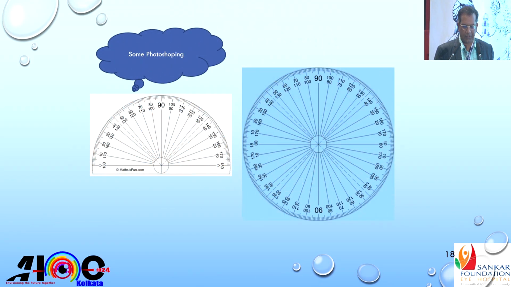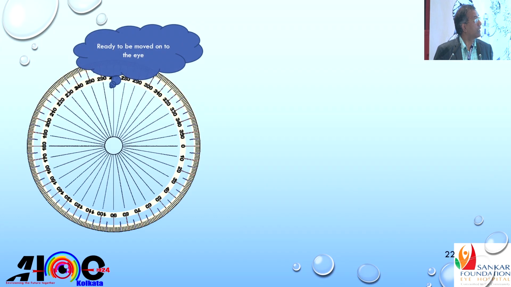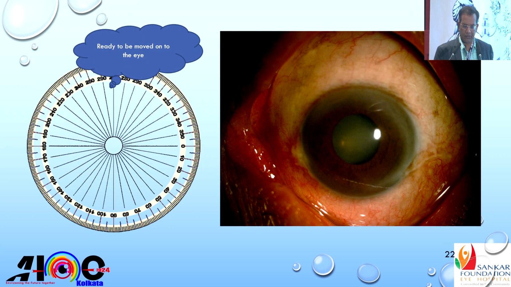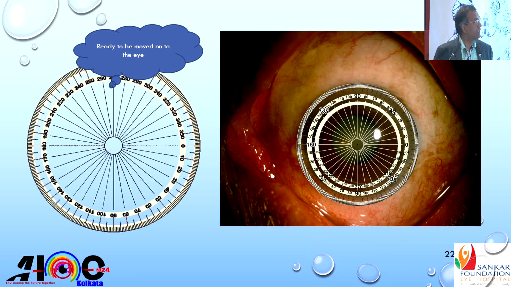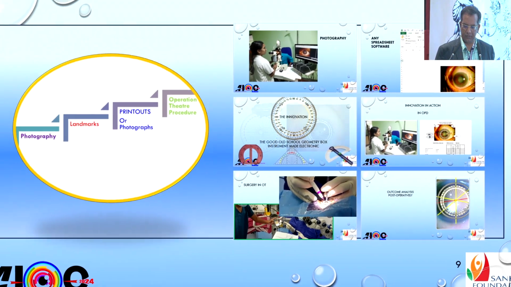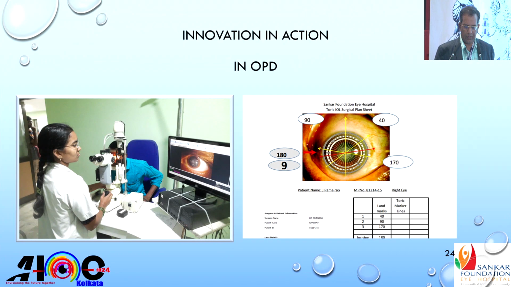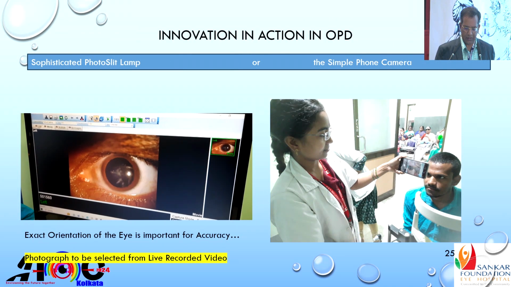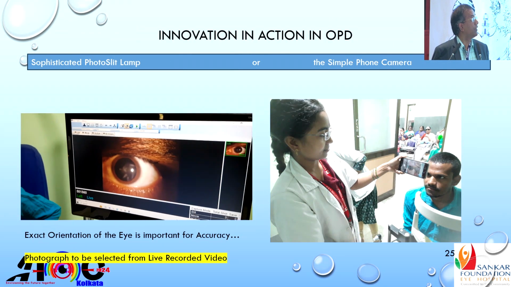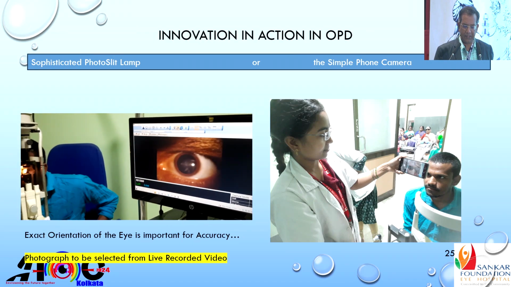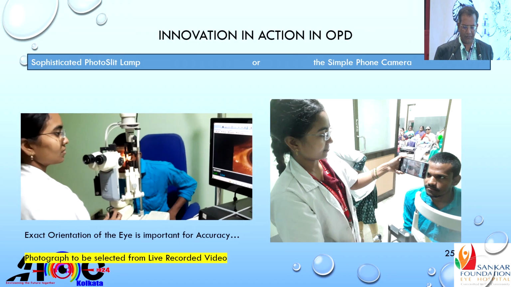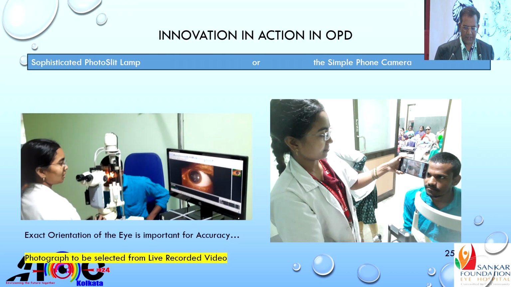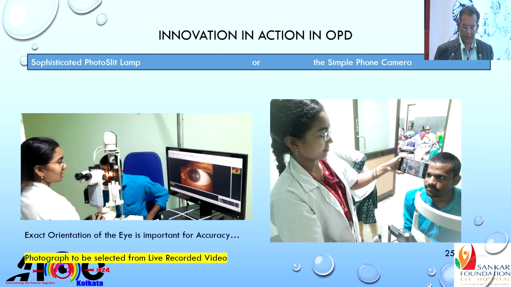How we made the protractor is by use of photoshopping, and then it comes onto the eye. An image taken out of a videograph comes in very easily, with less tension for the patient and less tension for the optometrist. We have multiple selections possible. It could be a video from a phone also. Of course, the head position and everything should be perfect.